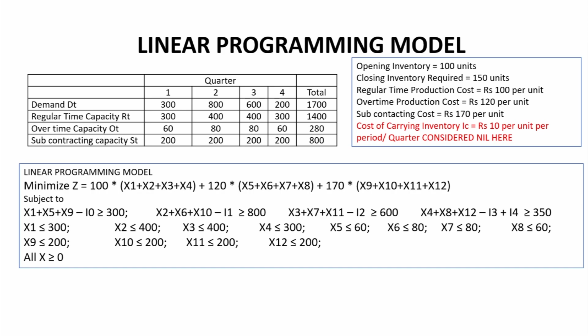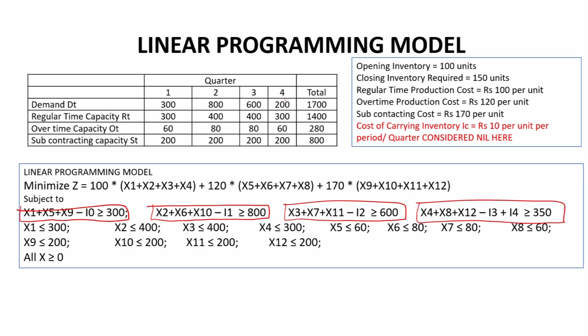So, friends, this first constraint, the first equation, is related to period 1. I should produce x1, x5 and x9, that is regular time production plus overtime production plus subcontracting minus opening inventory should be more than 300. Similarly, x2, my regular time production plus overtime production plus subcontracting minus any surplus which was there in quarter 1 should be more than 800. In quarter 3 in the same manner, and in quarter 4 also.